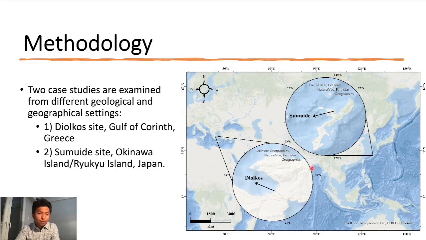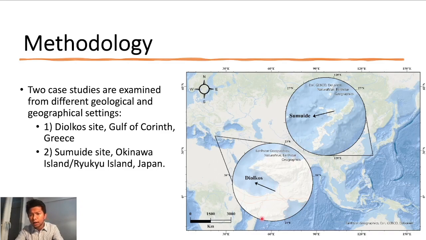Now for the methodology, we have two case studies that are examined from different geological and geographical settings. The first one is the Olcos site located in the Gulf of Corinth, as you can see right here. It is connected by the Corinth Canal to the Saronic Gulf. On the north, you have central Greece. On the south, you have the Peloponnese.